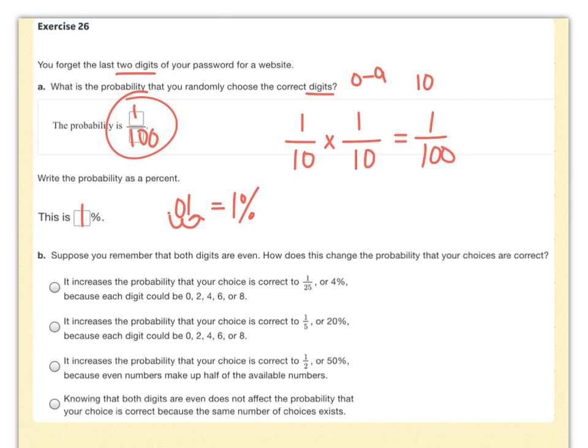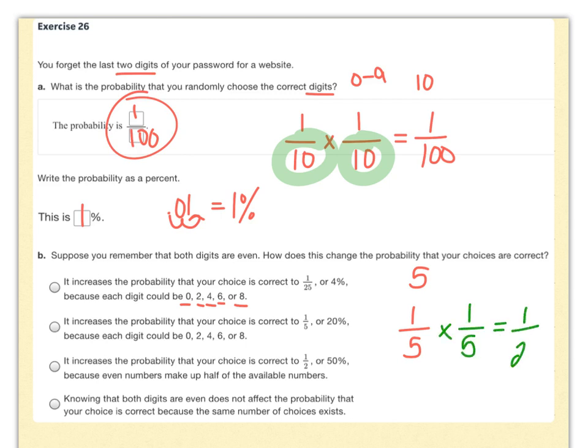Part B, suppose you remember that both digits are even. How does this change the probability? Well, even numbers, we've got 0, 2, 4, 6, and 8. So 5 out of the 10 numbers are even. So if you know that it's even, then you have a 1 out of 5 chance, because instead of making the denominator 10 like we did up here, you've eliminated the odd numbers. You know they're both even, so you have a 1 out of 5 times another 1 out of 5, and that's going to give you a 1 out of 25 chance. 1 divided by 25 gives me 0.04 or 4%, and the one that says that is, again, the first option.